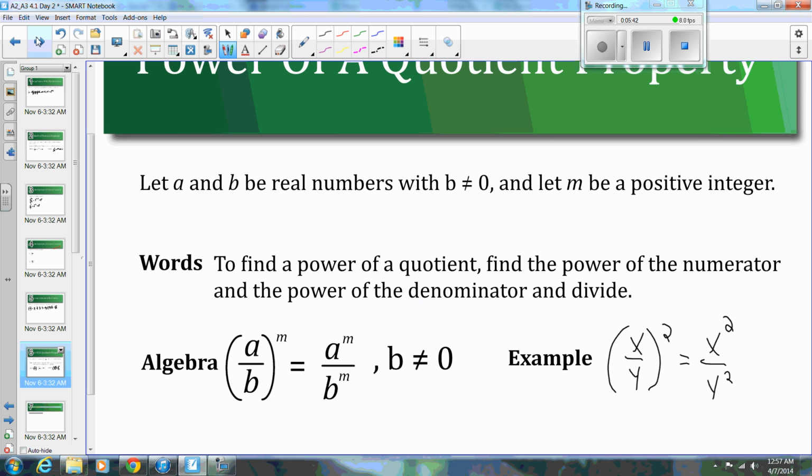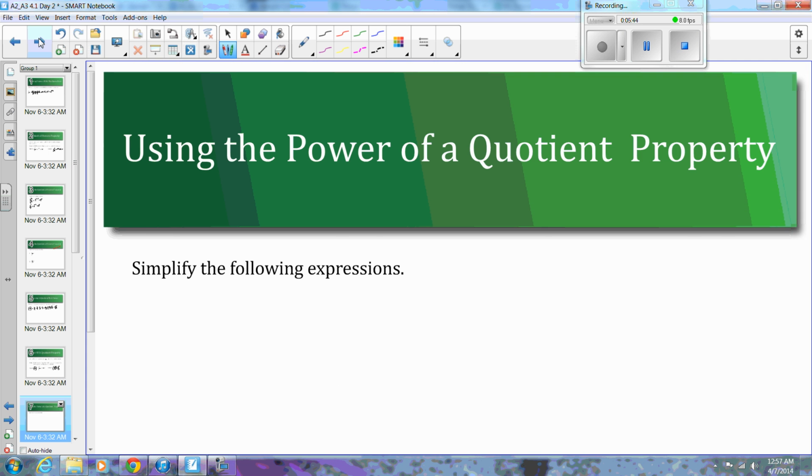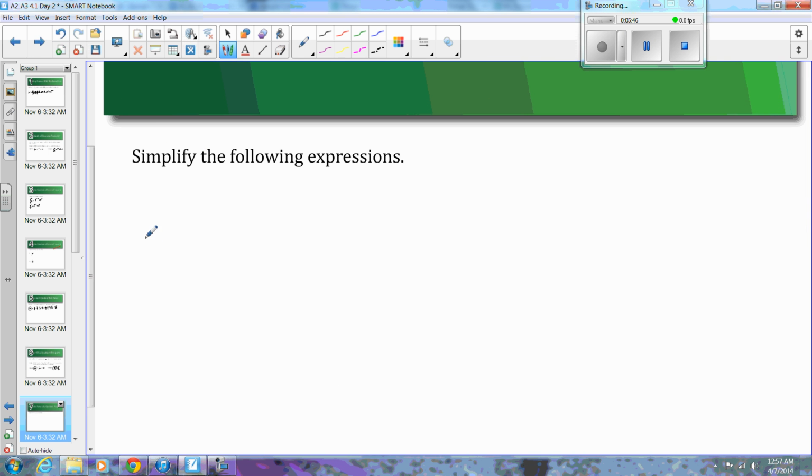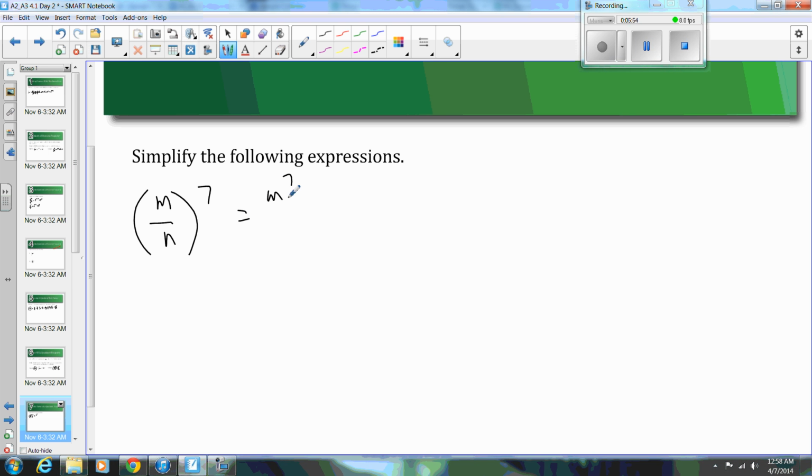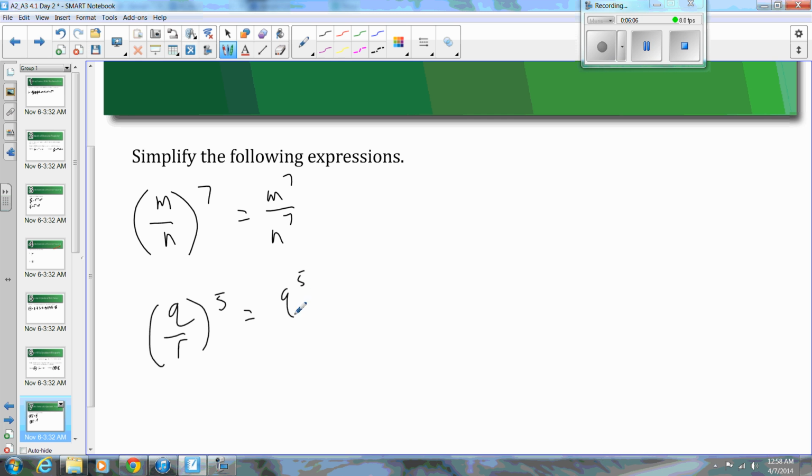And let's look at some more examples here. I'll draw out a few. So let's say maybe we have m over n, and we are raising that to the 7th power. Well, that's just m to the 7th over n to the 7th. Okay, let's look at another one. How about q over r to the 5th power? Well, that's just simply q to the 5th over r to the 5th.